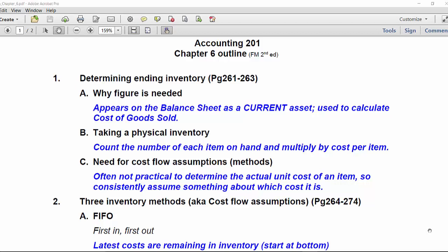So if we had a list of our beginning inventory plus all of our purchases, we would start at the bottom of the list to come up with the number of units that we have in any inventory and the related costs. What does this mean about what's gone? All of the earliest units are gone because they were the first out.